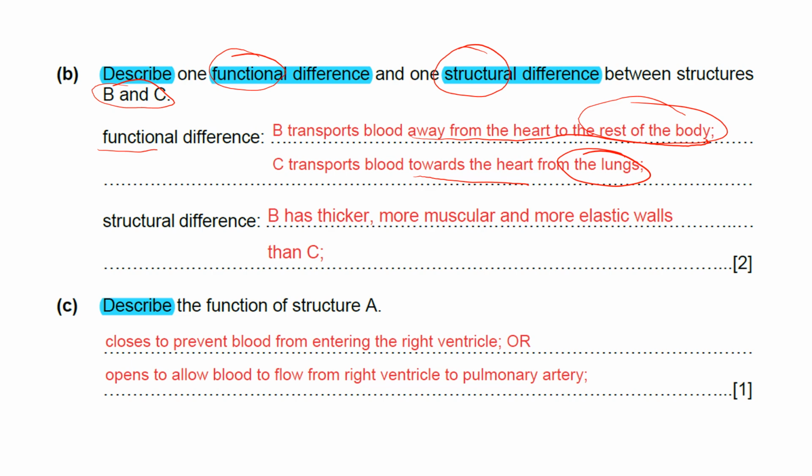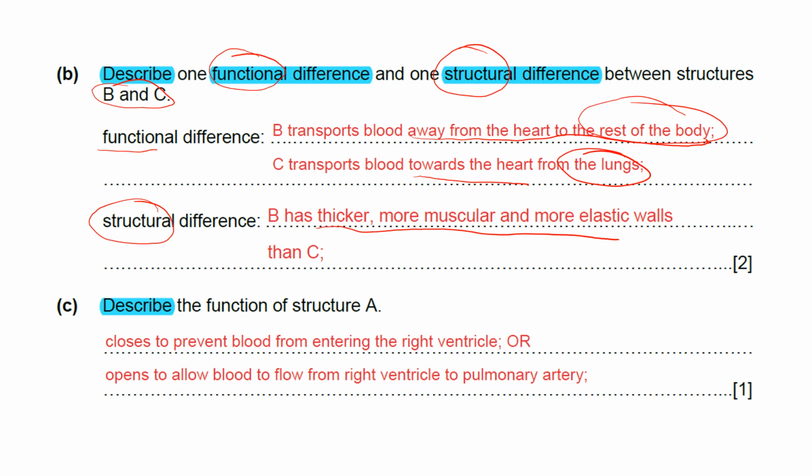Okay, structural difference? I would think that it's better to write all three down. Thicker, more muscular, and more elastic. This to me is the most important structural difference. I don't really think that we should go into valves and lumen, okay, and especially lumen, because I don't really know how to describe it, but I think that talking about the walls is a straightforward answer.